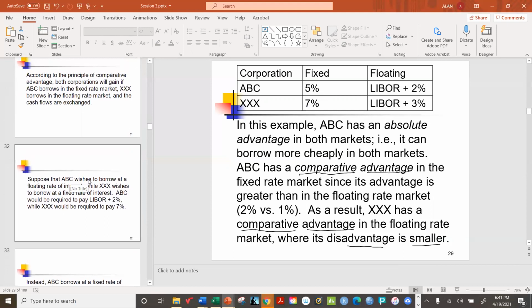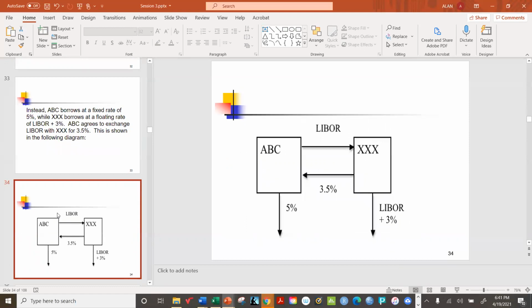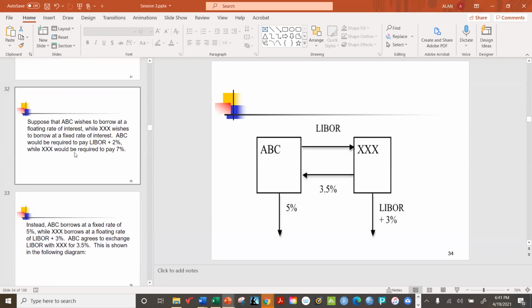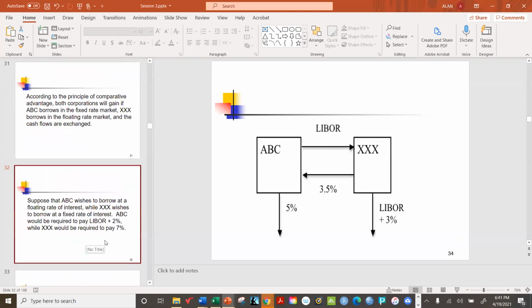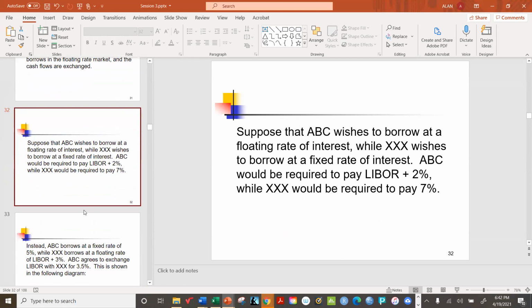So ABC will borrow floating at LIBOR plus 2. Let me show you that in this graph. ABC wishes to borrow floating rate. XXX wishes to borrow fixed rate. So ABC would then be required to pay LIBOR plus 2. XXX would be required to pay 7.